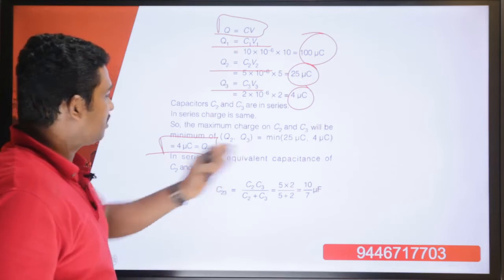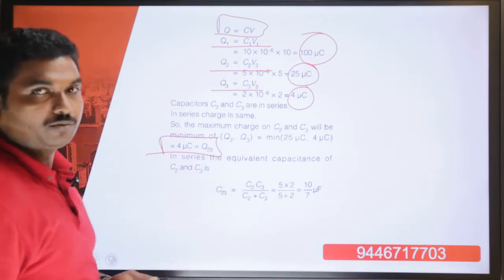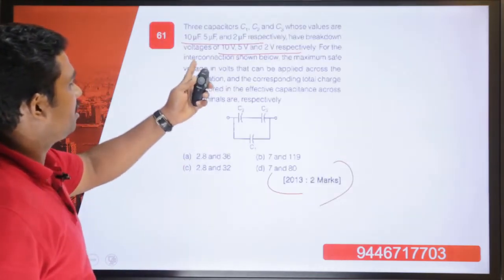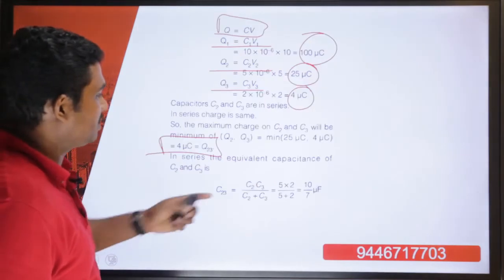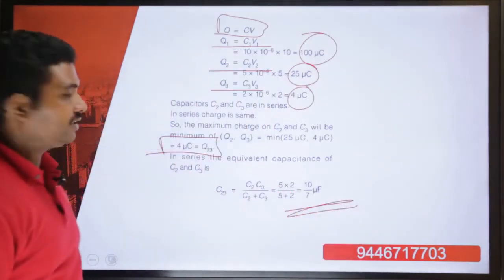Now in series, the equivalent capacitance of C2 and C3 is C2 C3 divided by C2 plus C3, isn't it? So C2 and C3 values are given as 5 and 2. Substituting the values, you will get C23 equal to 10 by 7 microfarad.